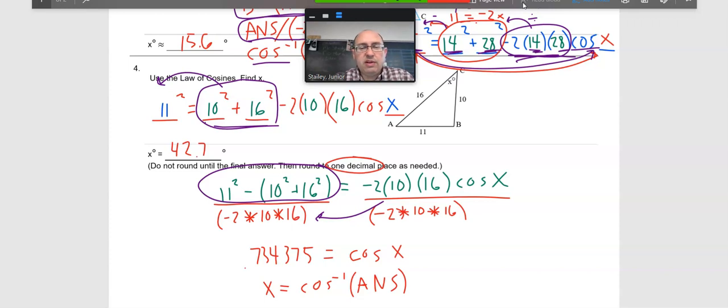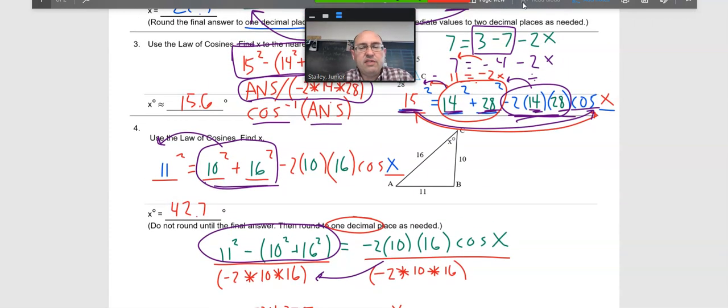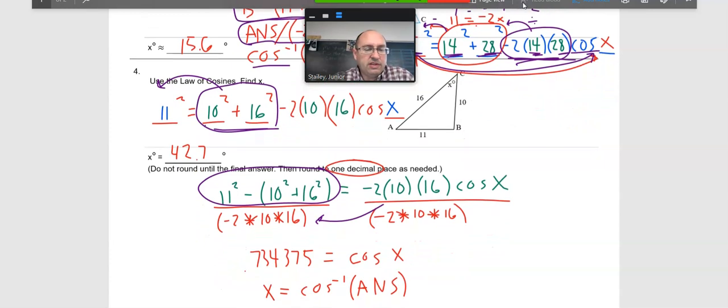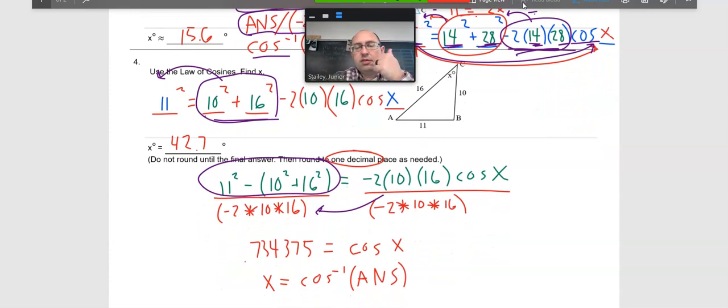And both of these were rounding to the nearest tenth, so I got 15.6 on the first one, 42.7 on the second one. So subtract, divide, invert cosine. Piece of cake. All right, that's the end of this lesson, and you can move on to the assignment and then on to your test.